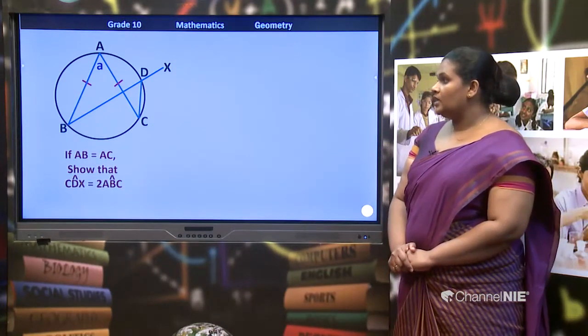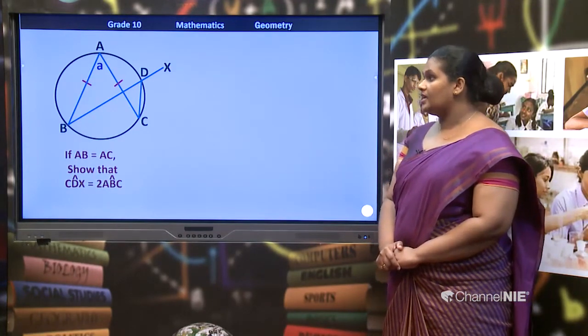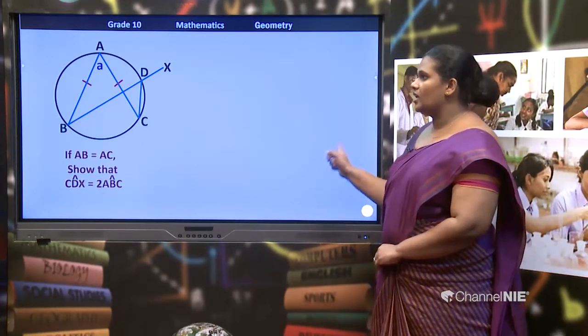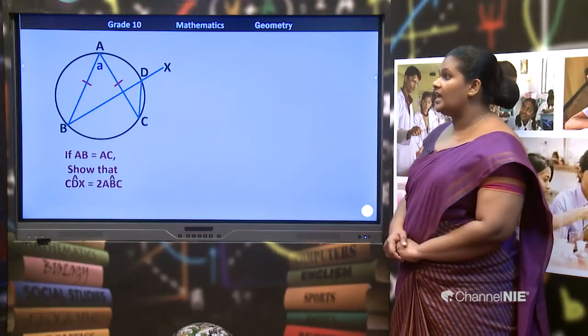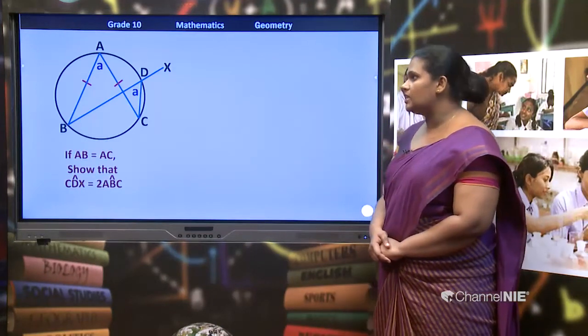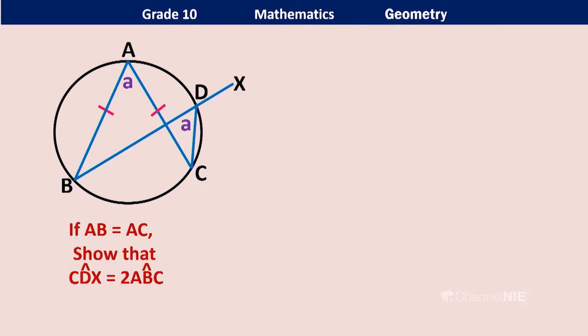We will see. Now, we can see angle BAC and angle BDC are on the same segment. So, if I take angle BAC as simple A, I have to get angle BDC also as simple A. That means those two angles are equal in magnitude. So, we will write the proof. Angle BAC is equal to angle BDC, that is equal to A.